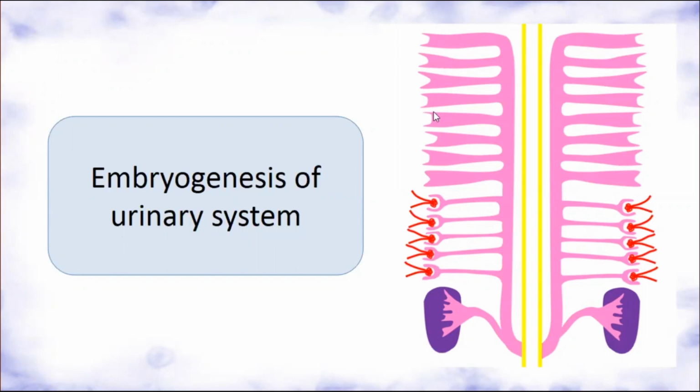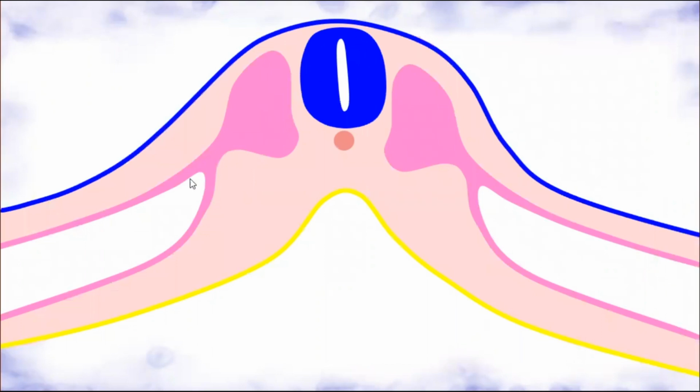So here we can see development of the urinary system and progenitors of the urinary system, and let's look at what the embryonic structures are which give rise to the urinary and reproductive systems. Here you can see a transverse section of the embryo. It has ectoderm. Ectodermal structures are shown in blue color. It's dermal ectoderm, and neuroectoderm, the neural tube, which gives rise to the nervous system.